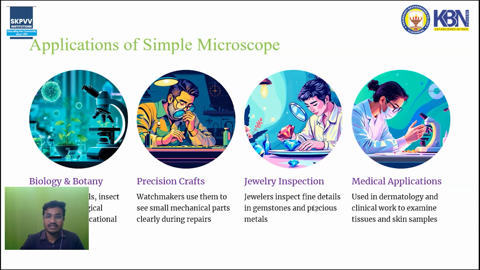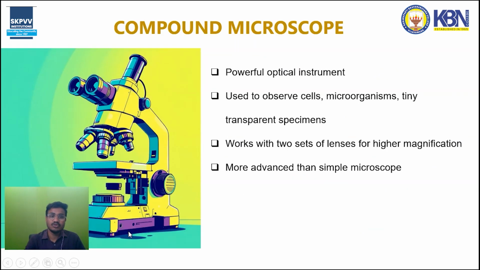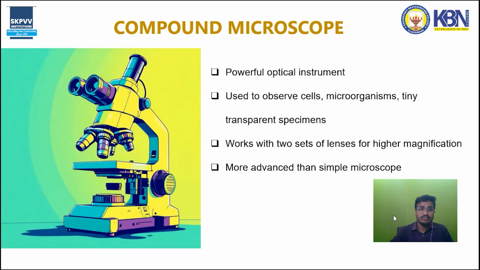Next, about the compound microscope. This itself is a compound microscope. This is how it looks. The difference between the simple and the compound microscope is that the simple microscope majorly has a single convex lens, but the compound microscope has different types of convex lenses, and it has different magnifying powers as well.